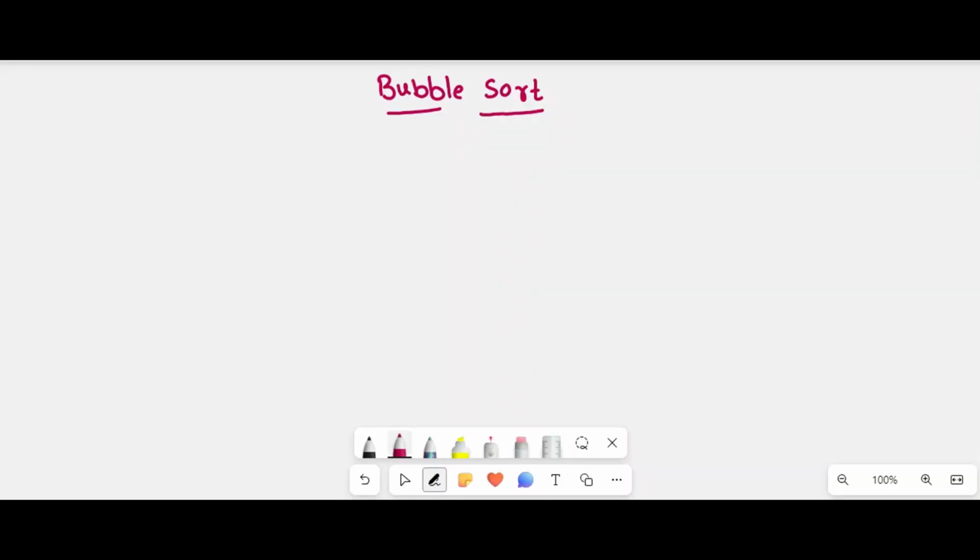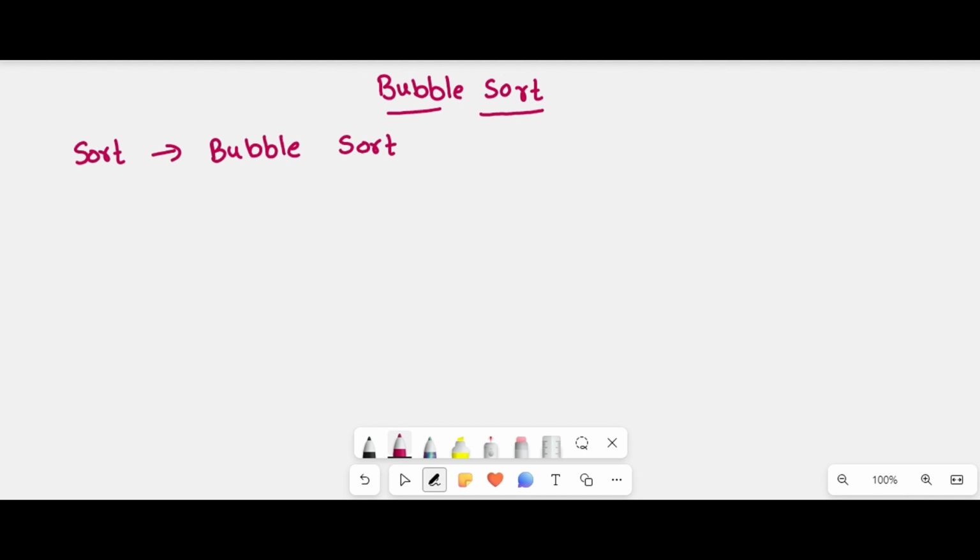Hi students, in the last video we discussed the introduction to sorting techniques, or what the different types of sorting techniques are. Now we will discuss the different types one by one in detail. So let us start with the bubble sort technique. What is this bubble sort technique?